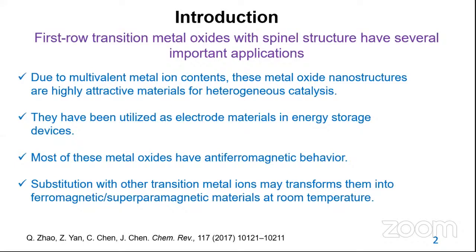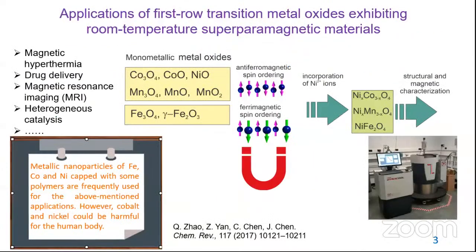While most of these metal oxides have antiferromagnetic behaviors, substituting transition metal ions by nickel especially induces ferromagnetism or superferromagnetism, which is a very attractive way to prepare highly functional materials, because these superferromagnetic materials can be utilized in magnetic hyperthermia, guided drug delivery, or as biomarkers or magnetic resonance imaging contrast agents.